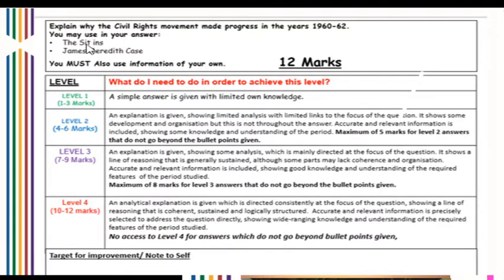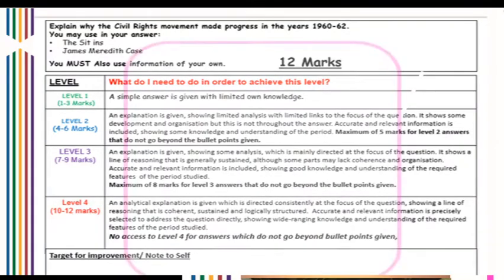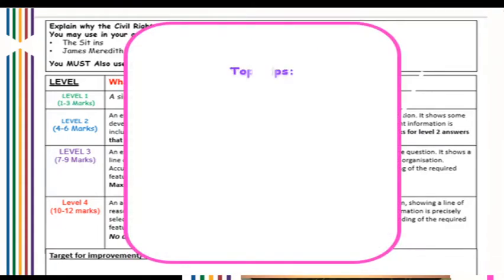But you don't have to use them. If you can think of 3 of your own that fall within these dates and answer the question, explain why the civil rights movement made progress in these years, then that's absolutely fine. You can use 3 of your own. Okay, but I would recommend that you do use them because they're obviously there for you to use. So let's just share some top tips with you before we break down how to structure these paragraphs.